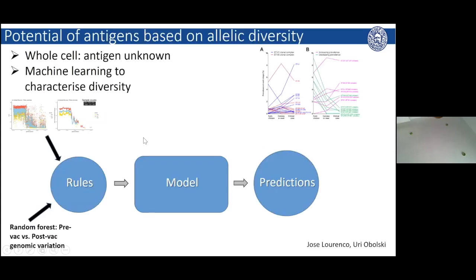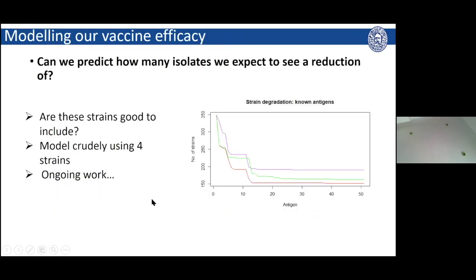So as the vaccine is whole cell, we don't know which antigen is causing an immunogenic response. So we're going to be using machine learning to characterize the differences between pre and post isolates, and then use the machine learning to model the effects of the vaccine. So, for example, how many poultry isolates could be knocked out by the 4 strains that we have included, based on known antigenic variation, but this is still ongoing work.